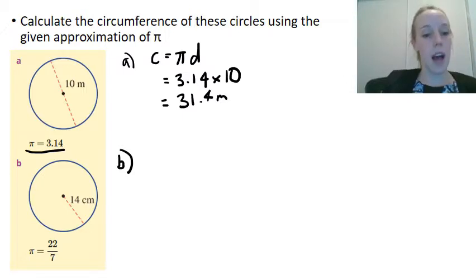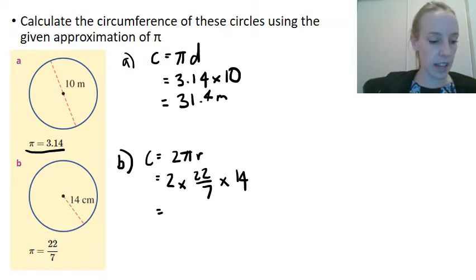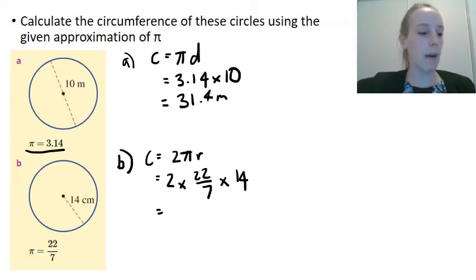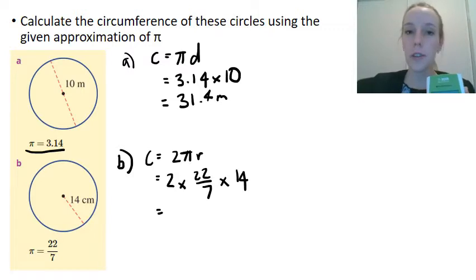For B, we've got the radius, so our circumference equals 2 pi r, which in this case is going to be 2 times 22 over 7, because that's the value of pi we're given, times the radius, which is 14. So we're going to type that into our calculators. So in our calculators, there's a button there, I'm not sure if you can see, this one here, that will actually let you put a fraction into your calculator. So if you want to use that, you can. If not, you can just do 22 divided by 7.